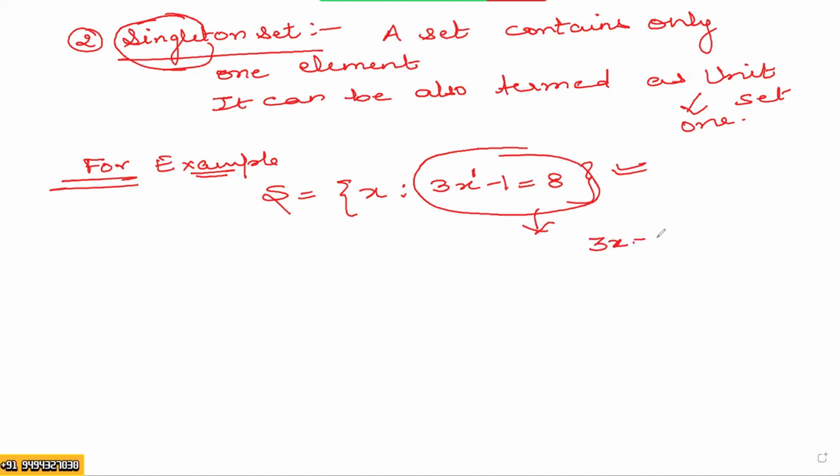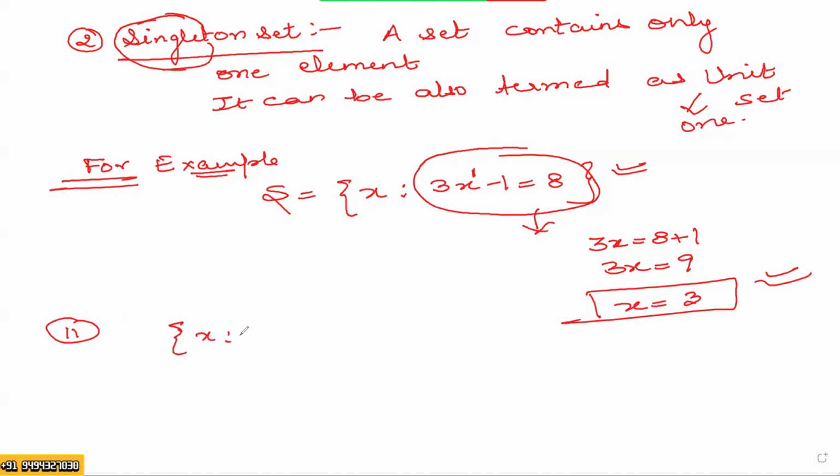Now solve it. 3x is equal to 8 plus 1. Then 3x is equal to 9, and the value of x is 3. Great. Here we are having only one value of x, so therefore it is called a singleton set. Clear, children? Yes, ma'am.